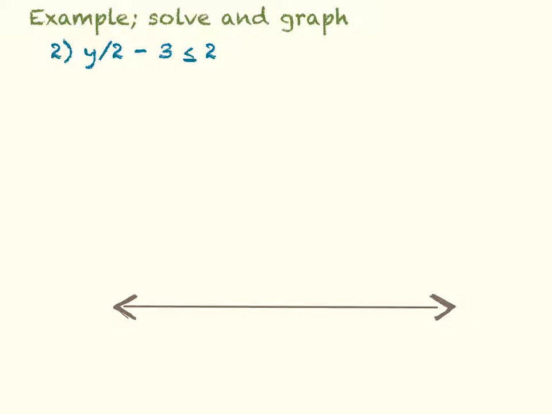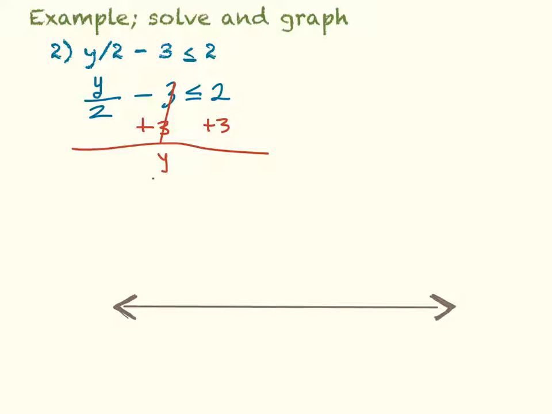For this next example, we have y divided by 2 minus 3 is less than or equal to 2. Alright, so the first thing I'm going to do is rewrite it just so that it makes more sense to me. Y over 2 minus 3 is less than or equal to 2. And now I can see that I need to add the 3 to both sides, leaving me with y divided by 2 is less than or equal to 5.